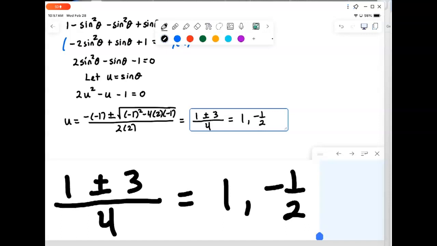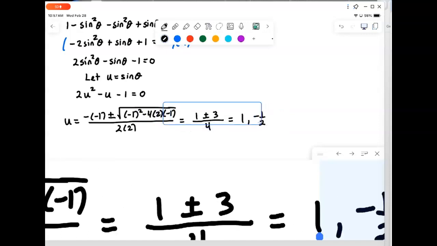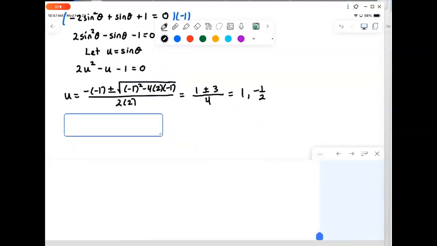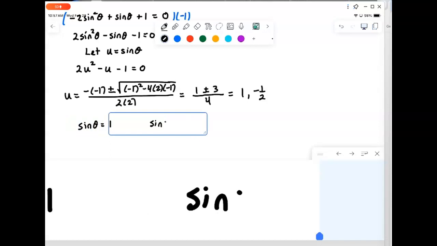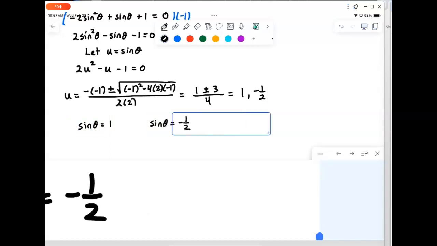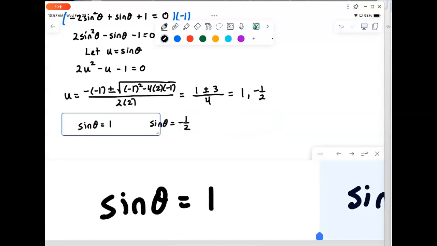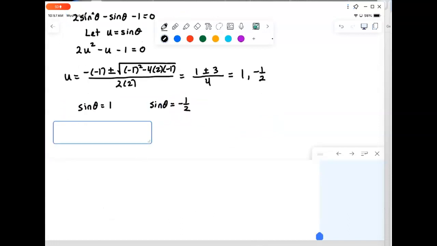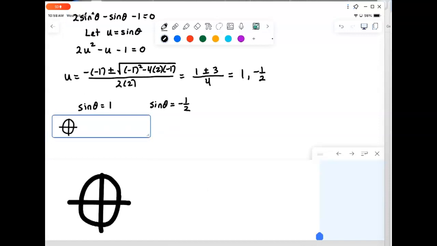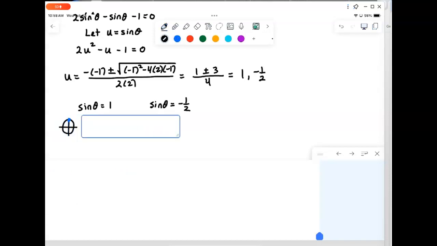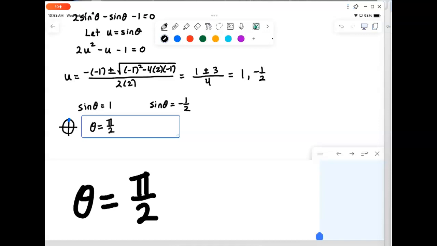But now we need to go back and solve not for u, but for theta. So we go back now and write down the equation. Sine of theta equals 1, and sine of theta equals negative 1/2. Okay, and we solve both of those equations. So sine of theta equals 1. That is a quadrant value. So we're back to our unit circle. Sine is the y-coordinate, which would be 1 up here at pi over 2. So one answer here is theta equals pi over 2.